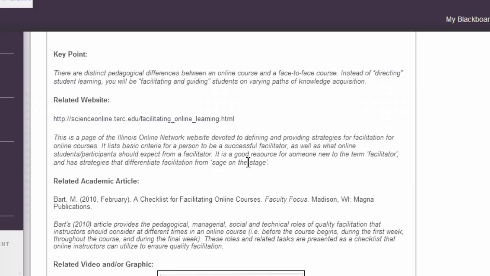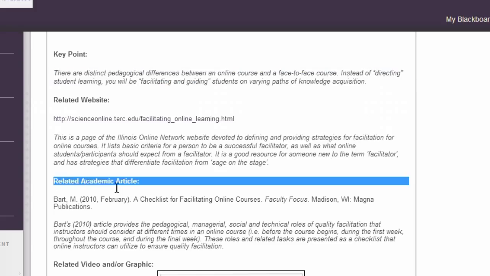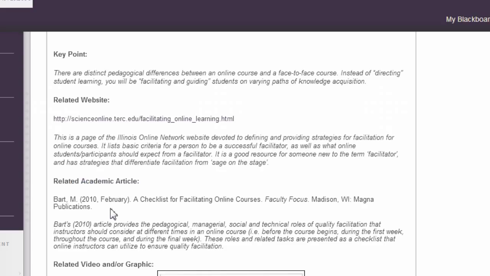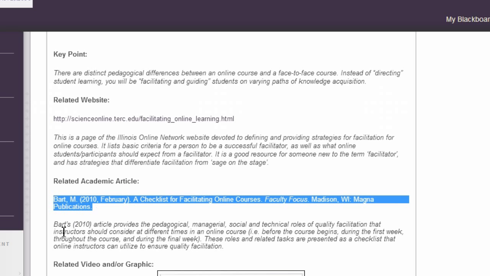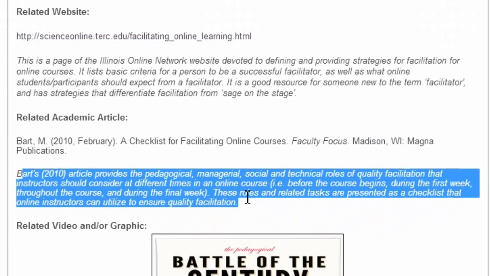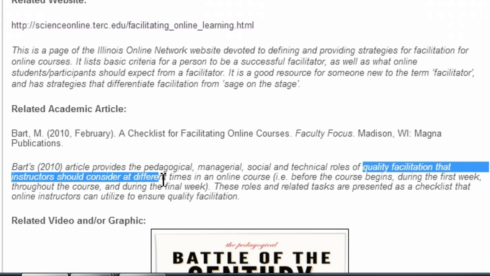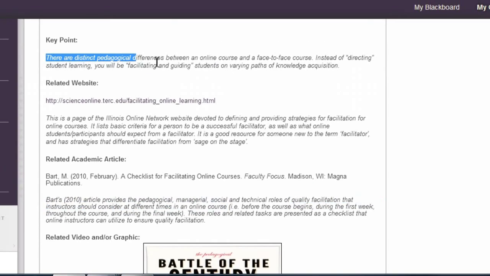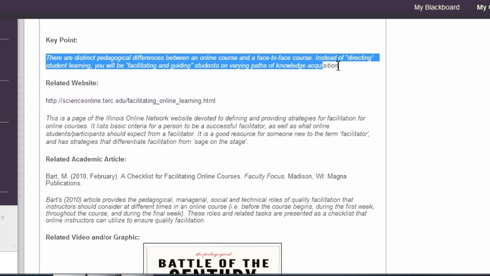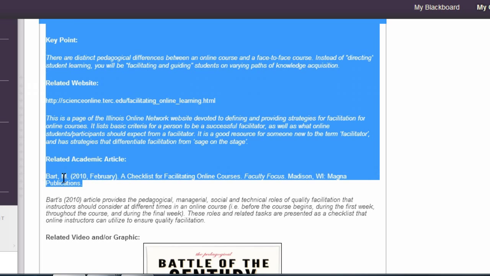Okay. The next requirement is a related academic article, and it needs to be properly cited in APA as well as annotated. So you'll notice here's the citation and here's the annotation. So Bart's 2010 article provides the pedagogical, managerial, social, and technical roles of quality facilitation that instructors should consider at different times in an online course. So again, because my key point is all about facilitating versus directing, that's why I chose this article.